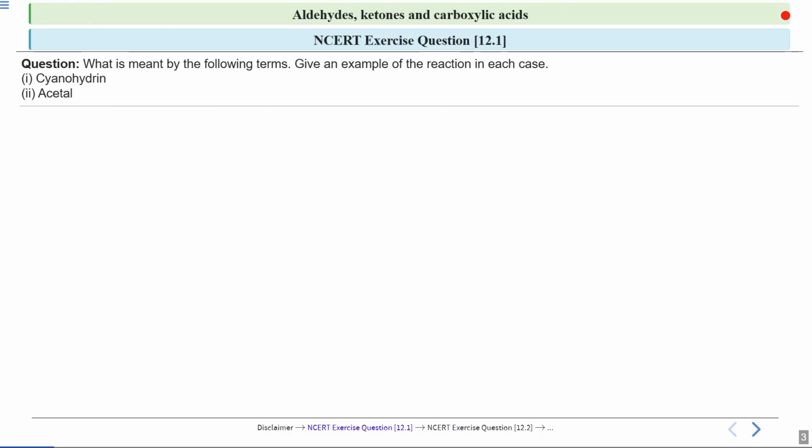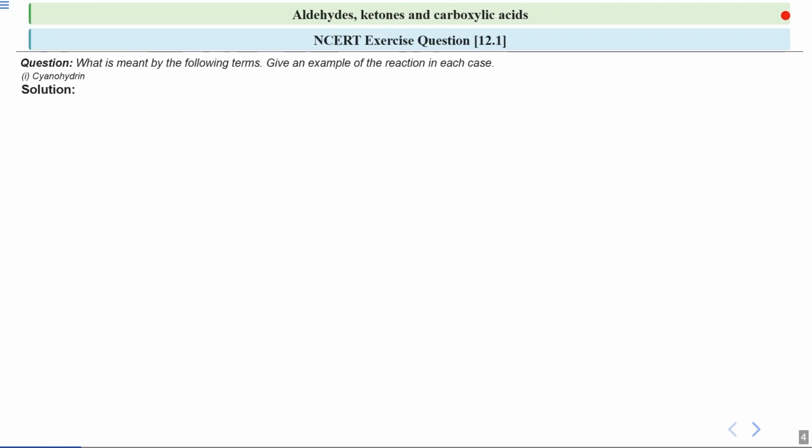So let's begin with the question. So the first question which we are going to see is NCERT question 12.1. So first let us see what this question is saying. It is asked, what is meant by the following terms, and you have to give an example of the reaction in each case. First is cyanohydrin and another one is acetal. Now let's see the solution part.